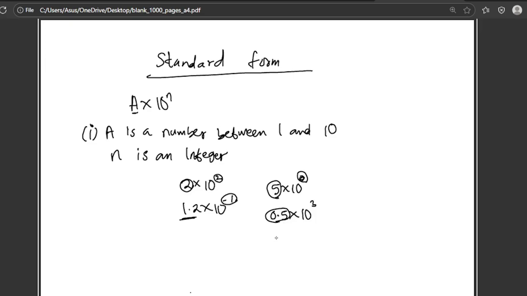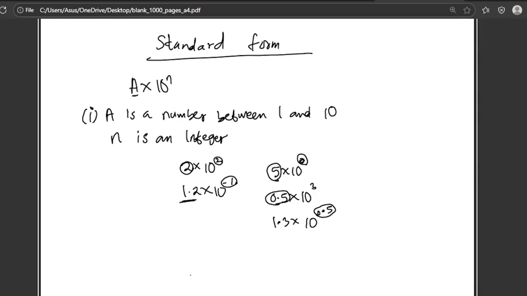What if I have 1.8 times 10 to the power 0.5? Is it in standard form? No. Why? Because you can see the power here is 0.5. We said n, the power, must be an integer, and 0.5 is not an integer. 0.5 is 1 over 2, a fraction. An integer is a positive or negative whole number, and 1 over 2 is a fraction, not a whole number. So I think we can identify numbers in their standard form.